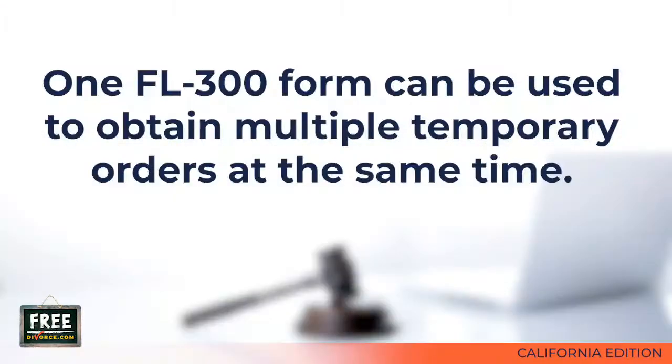Do I need to file separate FL300 forms for each of the separate temporary orders I want? No. You can use one RFO FL300 to request multiple kinds of temporary orders at the same time. At the beginning of the divorce, you may need a child custody order, a support order, and an attorney fee order. You can use one FL300 form to request all three of these temporary orders at the same time. You don't need to fill out a separate FL300 for each type of order.